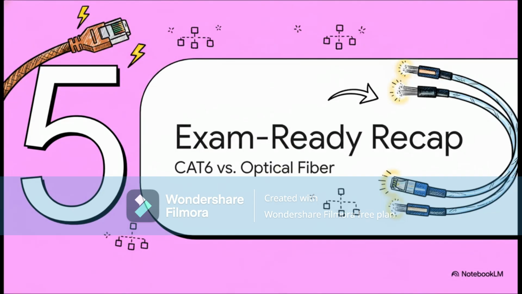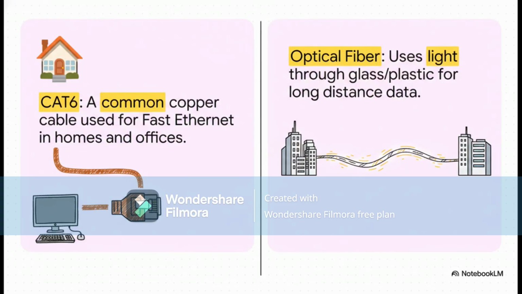All right, you've met our 2 cable heroes. Now it's time for the most important part, especially for your exams. It's time for the final showdown. Let's put CAT6 and optical fiber head-to-head, side-by-side, so the differences are absolutely crystal clear. This slide right here is your ultimate study guide. Seriously, look on the left, we've got CAT6. Remember, it's copper, and we use it for fast Ethernet in local spots like your home or school. Now look at the right, optical fiber. That's our glass or plastic cable that uses light, and its job is sending data over super long distances. See? They're just different tools for different jobs.